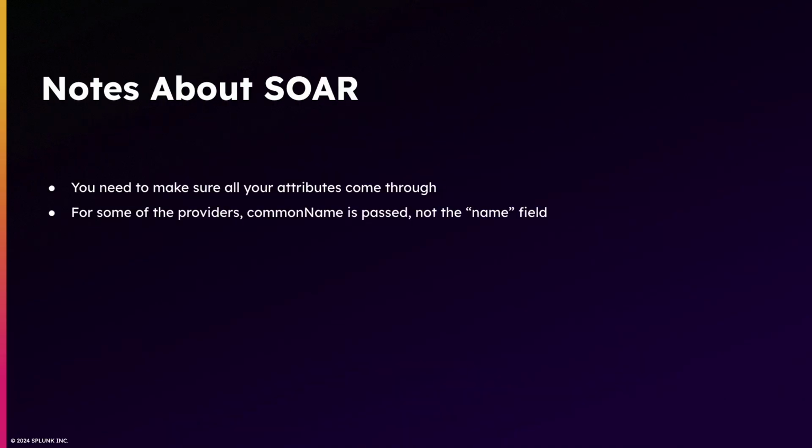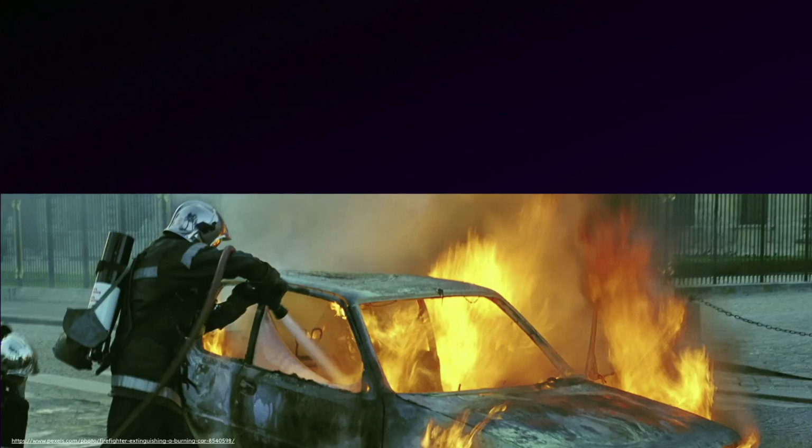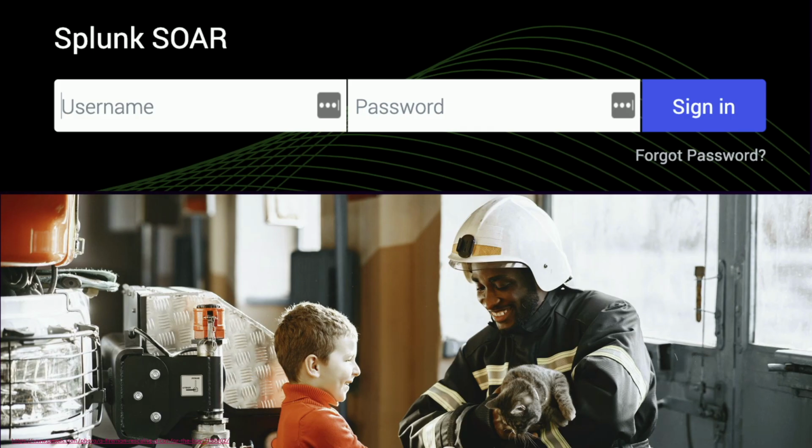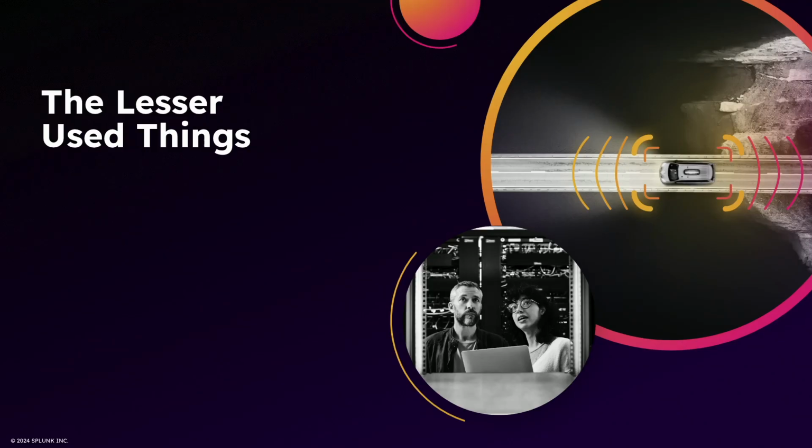You do need to make sure that all of your attributes come through. This is incredibly important when you're talking about playbooks specifically. If you don't have everything that you need, some of them will start failing and you'll be like, no, but I set up the playbook fine. Check that. And then common name, I've seen passed a lot, specifically with Shibboleth. Common name was passed instead of name. So in case you do need to break glass, Phantom's got you covered. You have the login, and then you just click the button to do SAML.